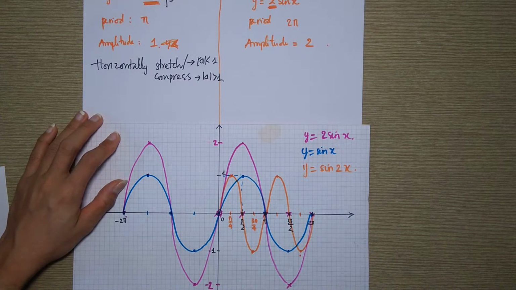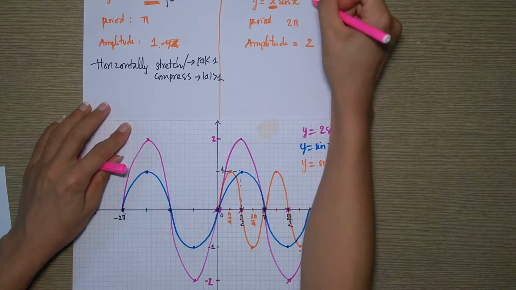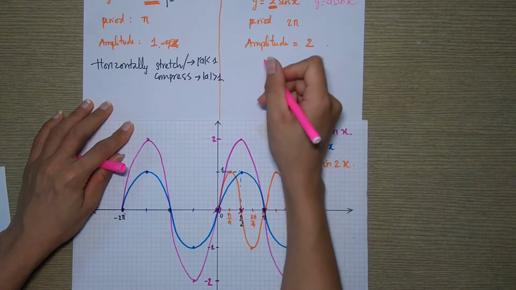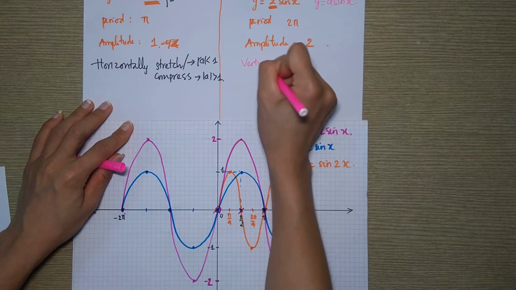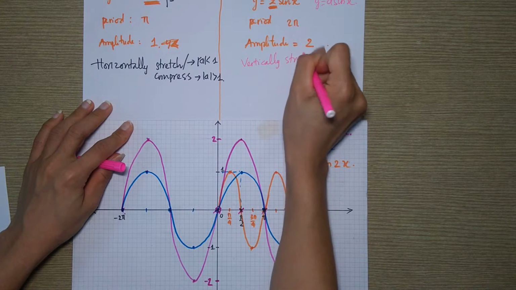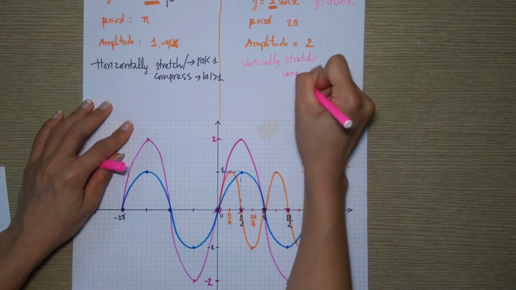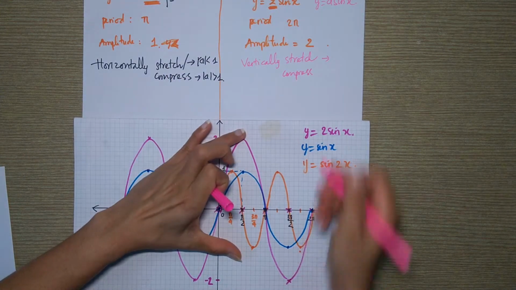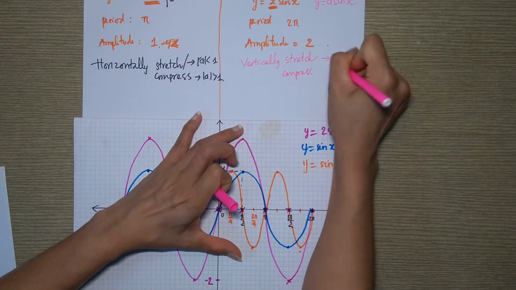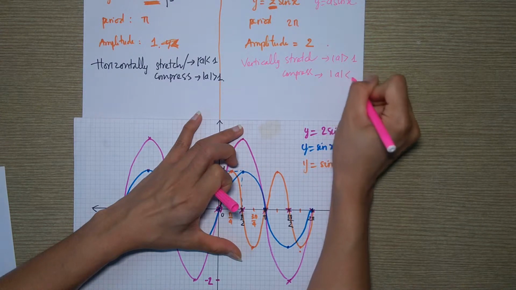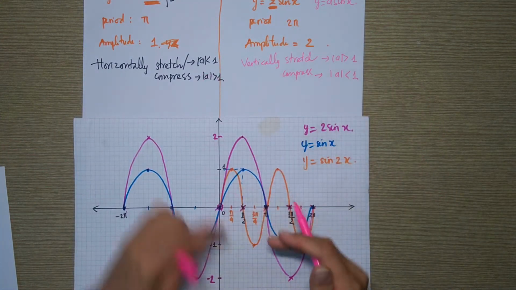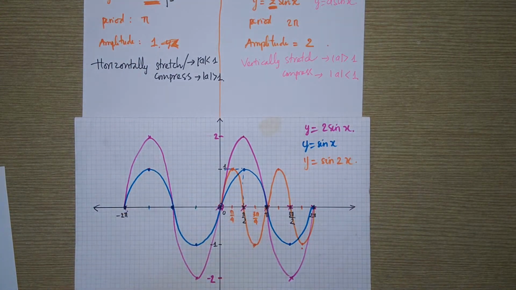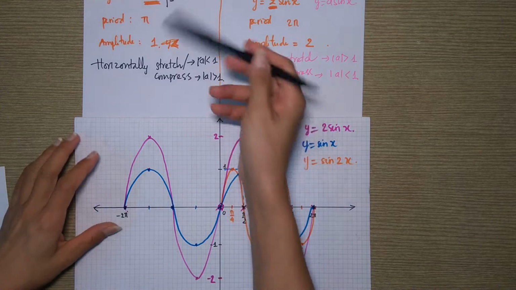Different from this one, if you have y equals a sine x, then it's still a vertical stretch or compress. You can see that if a is 2, then it's stretched. If a is greater than 1 it stretches, or if the absolute value of a is less than 1, you will have a compress. For example, if a is 1/2, then the amplitude will be 1/2. That is about the stretch and compress.